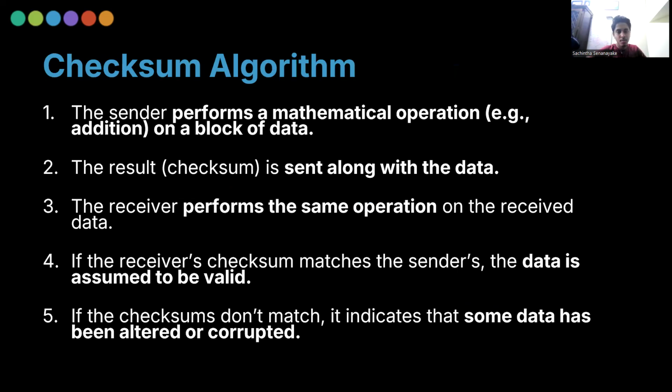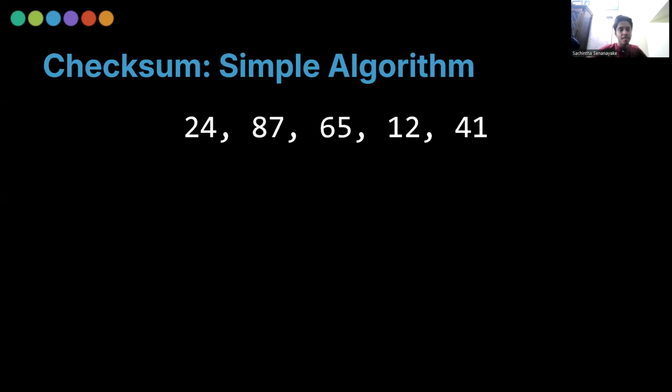In checksums, the sender first performs a mathematical operation on a block of data. And then the result, just like in check digits, is sent along with the data. The receiver performs the same operation on the receiving end, and the receiver's checksum is compared against the sender's checksum. If they are the same, the data is valid. Otherwise, the data has to have been altered or corrupted in some form or shape. Let's take a look at an example, guys.